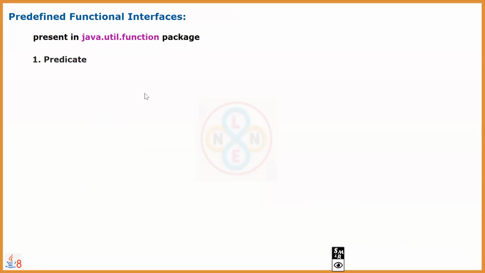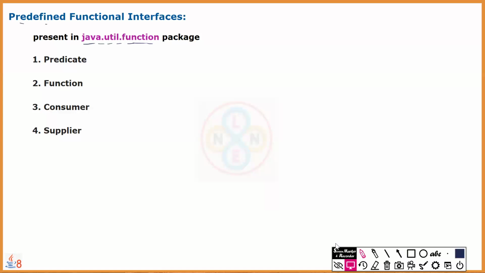All these predefined functional interfaces are present in the java.util.function package. Inside this package, we have Predicate, Function, Consumer, and Supplier. These are the four predefined functional interfaces with which we can write any of the required lambda expressions and get the results out of it.